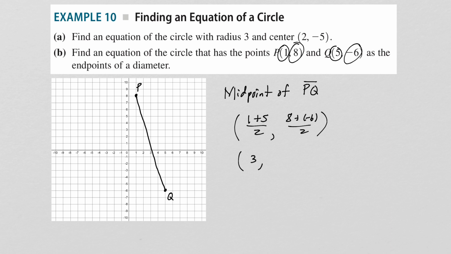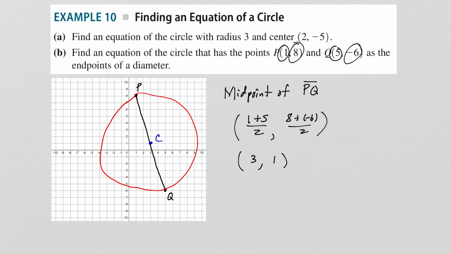This is going to give us positive 3 and positive 1, which is right there. Okay, so that's the center of the circle. Now, just to be clear, we don't have to have this graph to do this problem, right? We could have figured this out. But the graph helps you understand what's happening. So the circle goes something like this, okay?